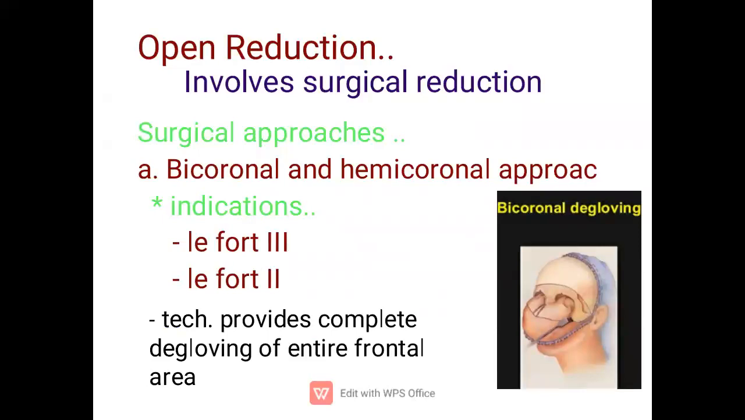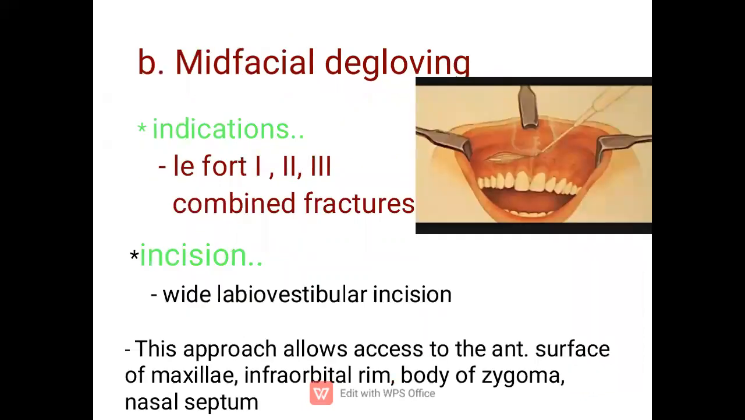So surgical approaches are bicoronal or hemicoronal approach. Now indications of these bicoronal and hemicoronal approaches are Le Fort 3 fracture and Le Fort 2 fracture. This technique provides complete degloving of the entire frontal area. Then the next approach is midfacial degloving. Now indications of this approach are Le Fort 1, 2, 3 combined fractures.